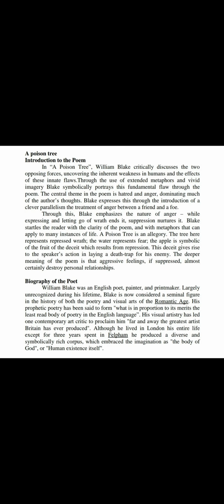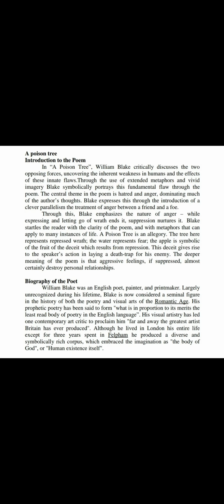The central theme of the poem is hatred and anger, dominating much of the author's thoughts. Blake expresses this through the introduction of a clever parallelism, the treatment of anger between a friend and a foe. Through this, Blake emphasizes the nature of anger: while expressing and letting go of wrath ends it, suppression nurtures it. Blake startles the reader with the clarity of the poem and with metaphors that can apply to many instances of life. A poison tree is an allegory.